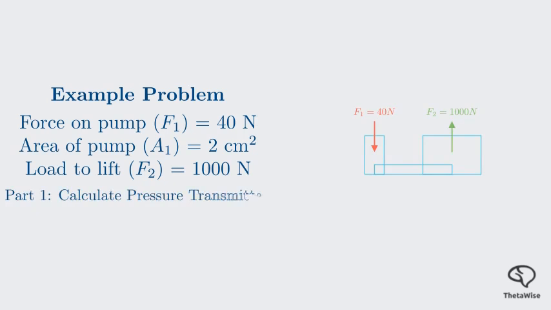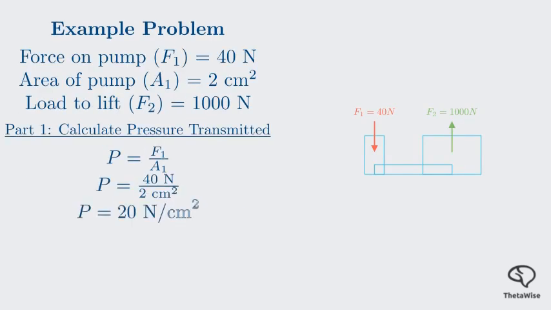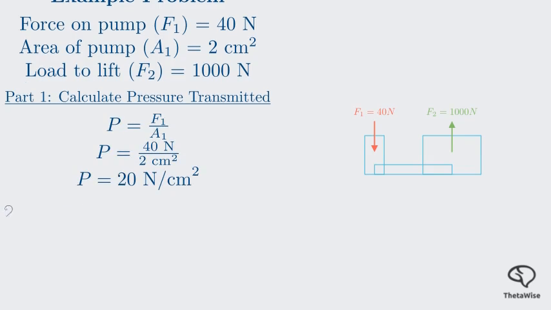First, let's find the pressure being transmitted through the system. Using our formula, pressure equals 40 newtons divided by 2 square centimeters. This gives us 20 newtons per square centimeter. If we convert this to standard units, it's equivalent to 200,000 newtons per square meter, or 200,000 pascals.